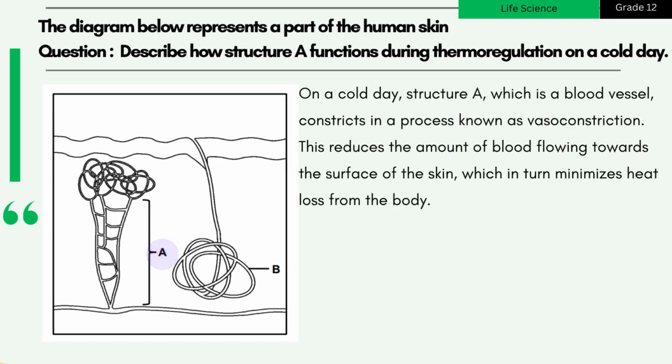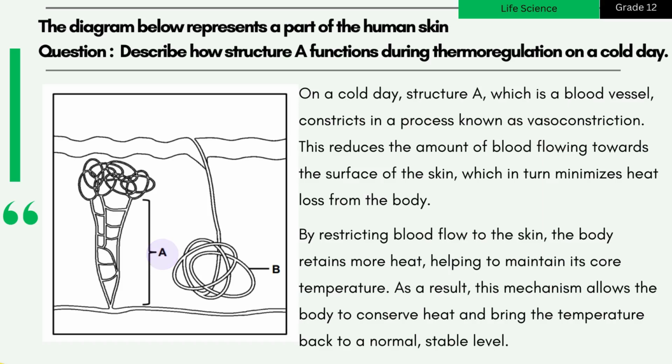On a cold day, structure A, which is a blood vessel, constricts in a process known as vasoconstriction. This reduces the amount of blood flowing towards the surface of the skin, which in turn minimizes heat loss from the body. By restricting blood flow to the skin, the body retains more heat, helping to maintain its core temperature. As a result, this mechanism allows the body to conserve heat and bring the temperature back to a normal, stable level.